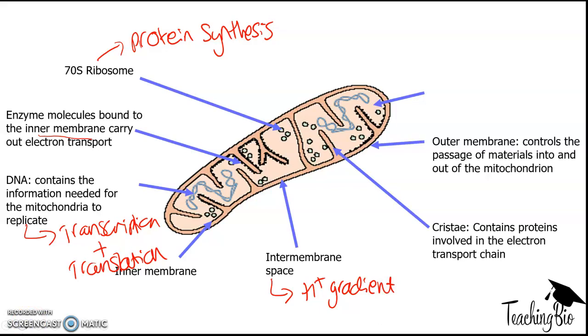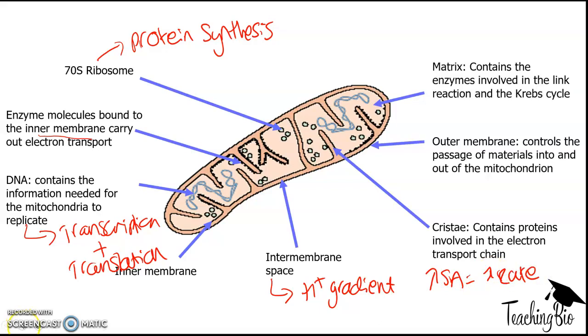Next, we have the cristae, which contain, again, the necessary proteins involved in the electron transport chain. The cristae have a large surface area, meaning that there is a faster rate of the electron transport chain, meaning that there's a faster rate of the production of ATP.